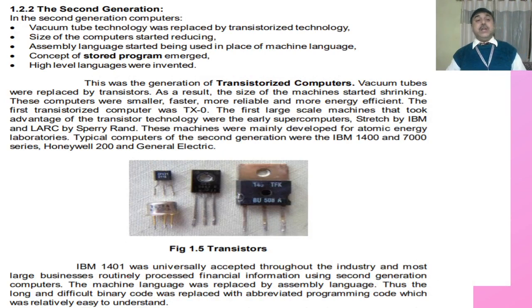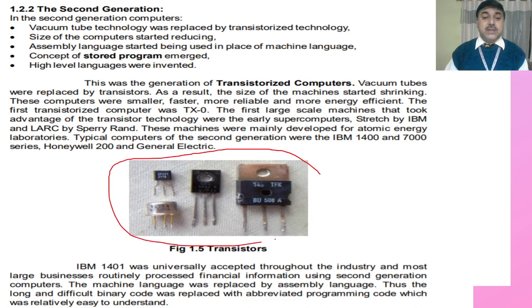Now comes the second generation. In the second generation, we are using what? Transistors. That means the vacuum tube has been replaced by the transistor. The size of the transistor now became smaller. This is the transistor. These all are the transistors, you can see here. So those are the things we have seen in the first generation machines, and the first generation what?